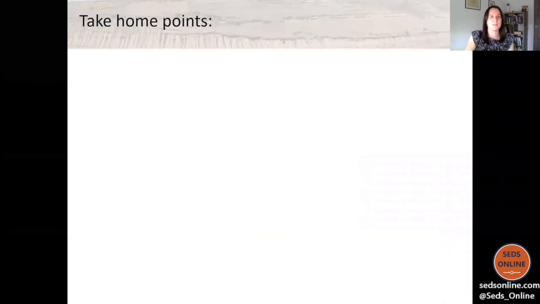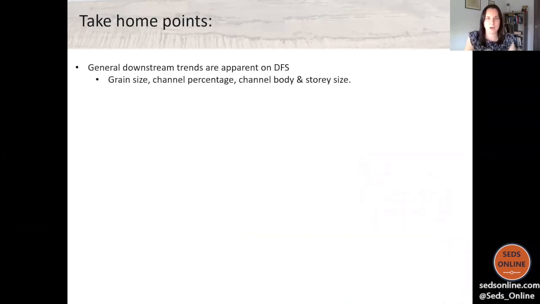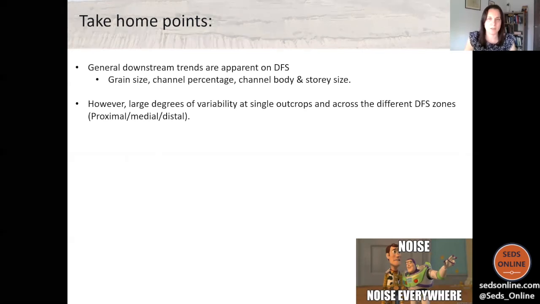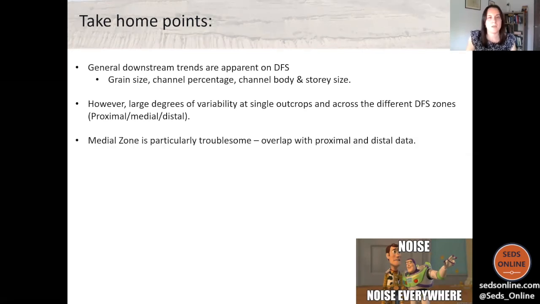So some take-home points. Downstream trends are apparent at DFS, and the more that we quantify that, the more robustly that trend comes through. However, we do have large degrees of variability, so that model is a simplification and maybe sometimes hides how much variability we do get across the different DFS zones. The medial zone is particularly troublesome. We get overlap with proximal and distal data, but we also get large ranges in there as well. So we're not just clipping those data sets, we are going well into the ranges that we see in the proximal and distal zone.